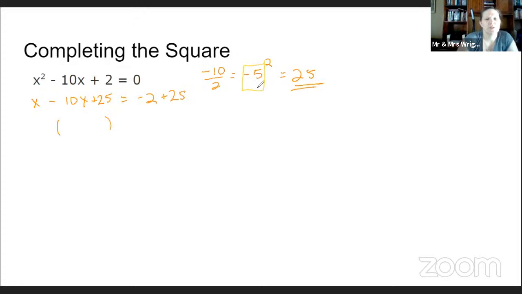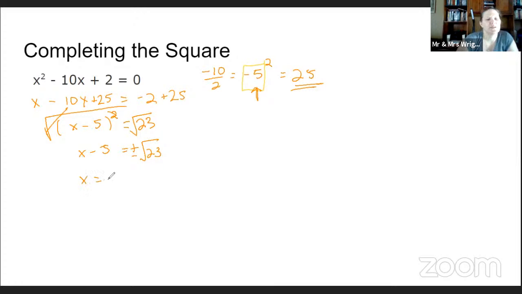And then this is where my negative 5 comes into play. I'm going to put x minus 5 here. And on this side, it's going to be 23. Make sure we have that squared, because our next step is to find the square root of both sides. So x minus 5 is the square root of the left side, and the square root of 23, I believe 23 is prime, so it's just plus or minus square root of 23.